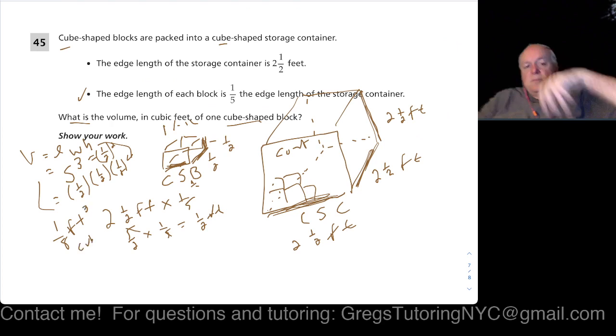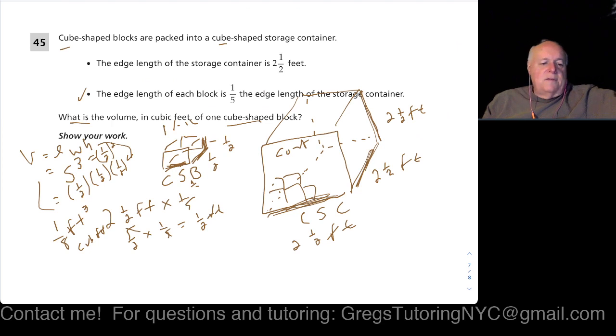All right? So that is 45. Pretty kind of deep problem, lots going on there. We also could have done it a different way, which involves more multiplication for sure. We could have got the volume of the container.